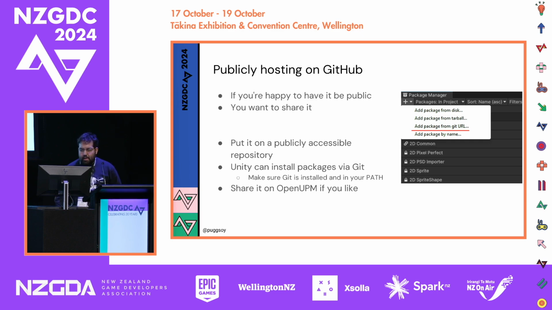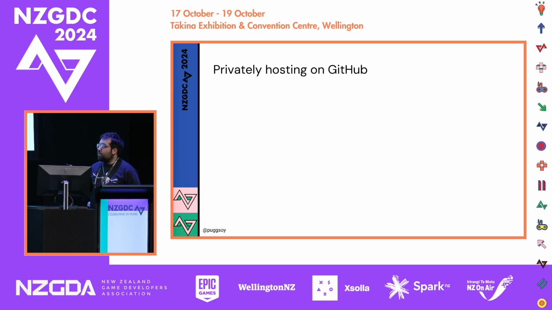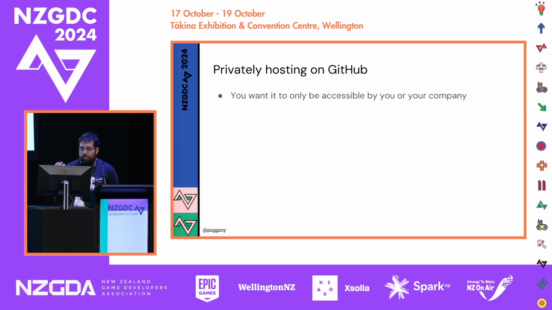Now to the main crux of why I made this talk, which is privately hosting. This will be used mostly if you only want it to be accessible by you or your company, and self-hosting isn't an option. A lot of companies, or at least companies that I've worked at before, have their own Git repositories that are self-hosted physically at the office. At Big Adventure currently we don't have this, so we had to use something else, and GitHub seemed like a reasonable choice.